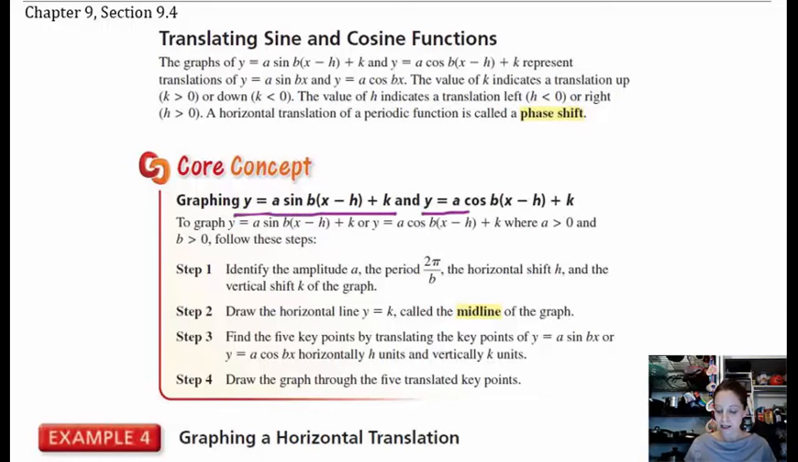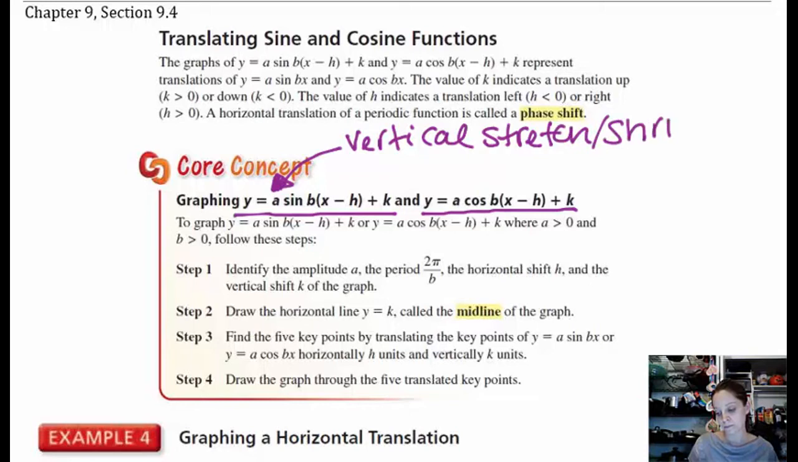I want you to focus on these two formulas. And we've done a lot of translations before, so this should come back to you. Changing A is going to be a vertical stretch or shrink. And in these functions, sine and cosine, it's going to affect the amplitude. The amplitude is going to be the absolute value of A.